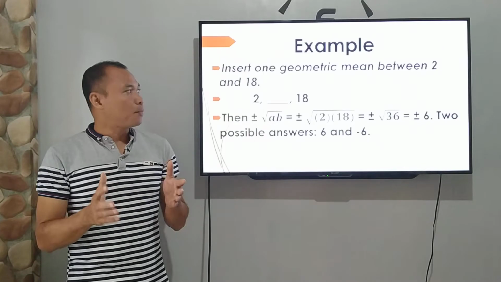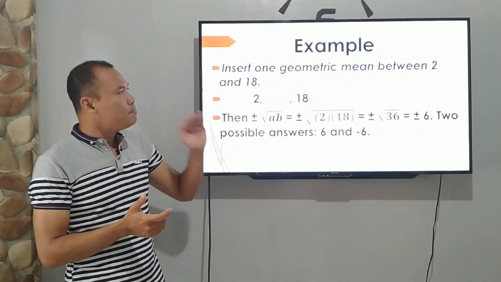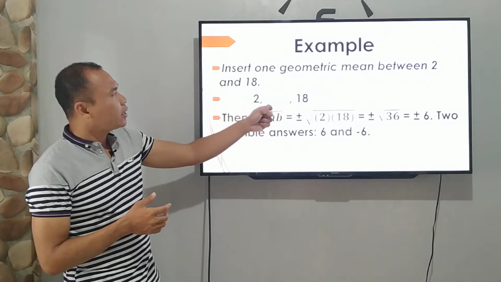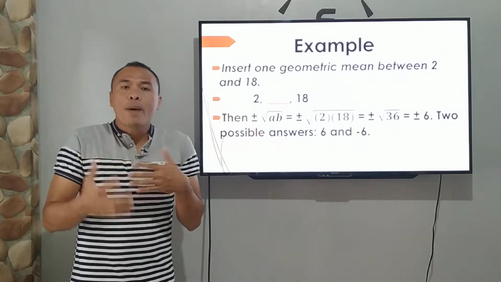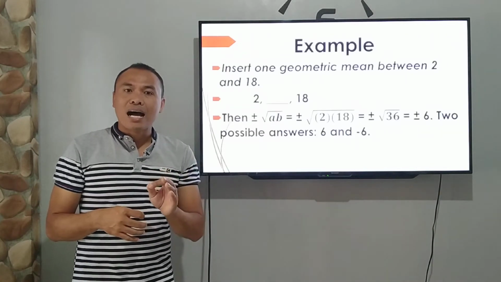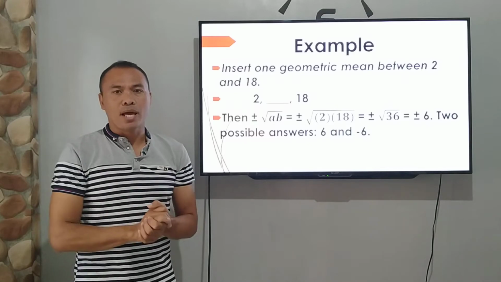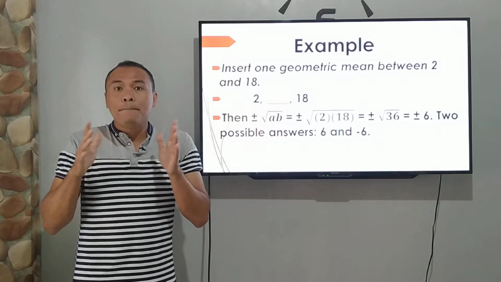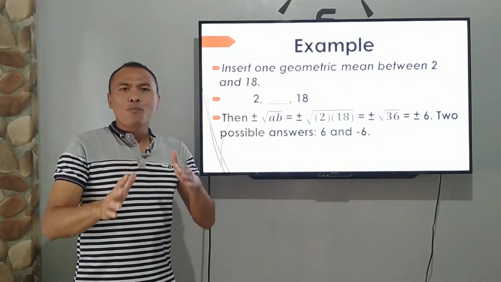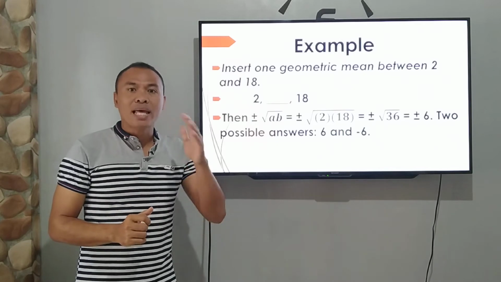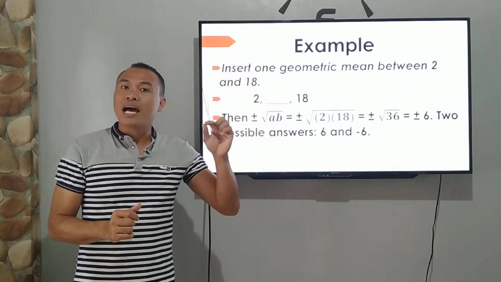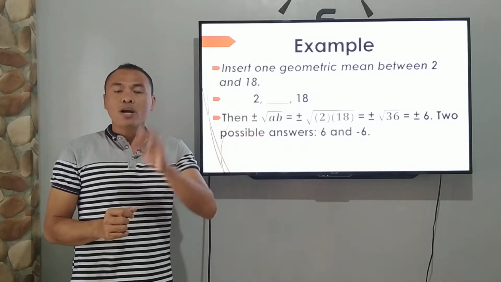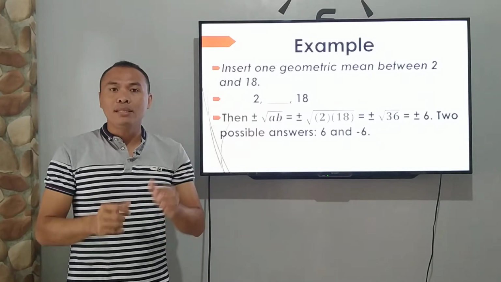Let's proceed. Example, insert one geometric mean between 2 and 18. So, we have to insert a geometric mean. Let's go back to your lesson in your elementary years, or in English. So, when we say mean, it's singular. When we say means, it's plural. So, pag sinabi natin mean, nagsasabi yon na isa lang. So, ang hinahanap natin, isa lang na geometric mean. Pag sinabing means, it can be either two or more means or numbers between the extremes.